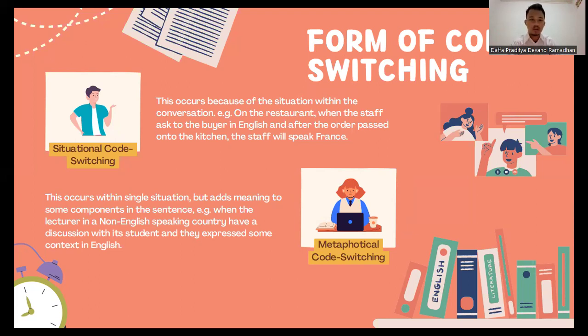For example, in a restaurant, when the staff asks the buyer in English, and after the order is passed on to the kitchen, the staff will speak French because it's a French restaurant. So his peers or friends in the kitchen must be Frenchmen. They would rather speak French instead of English because it's more comfortable for them.